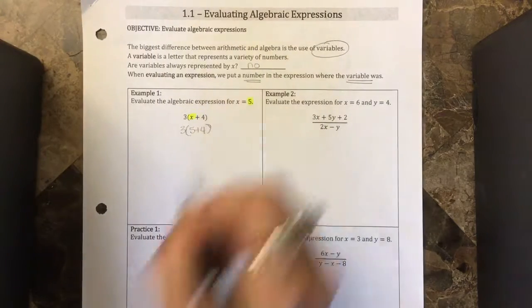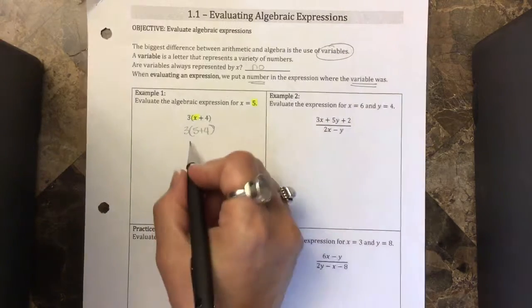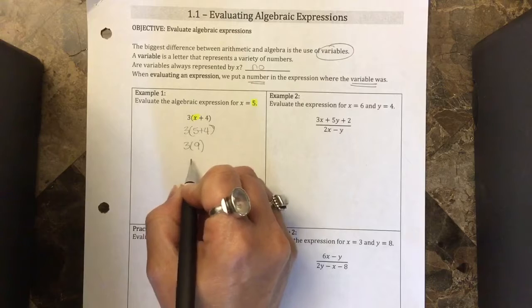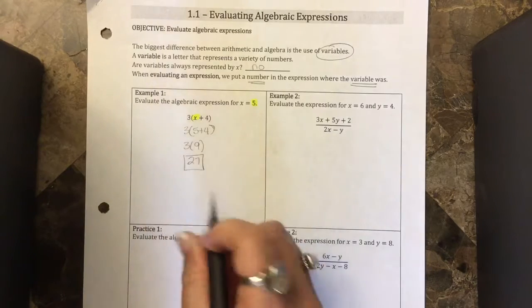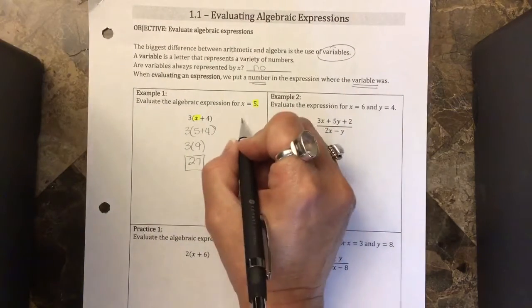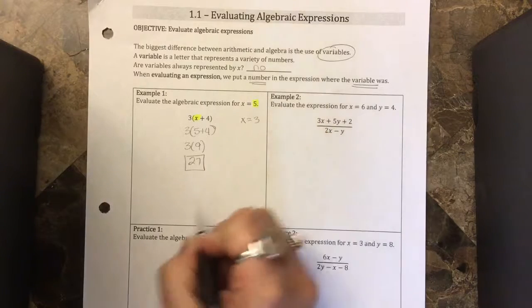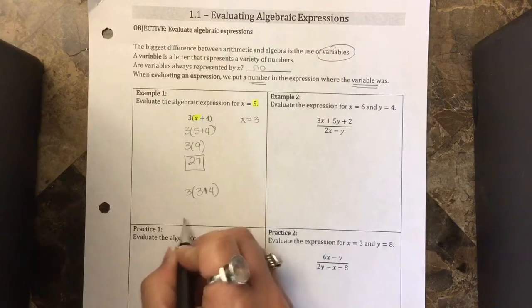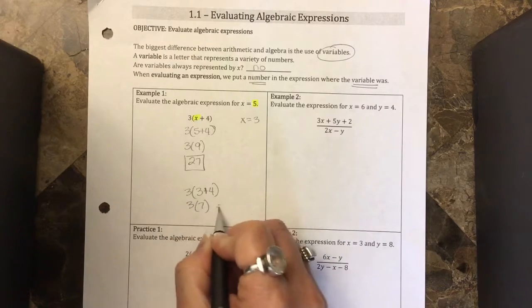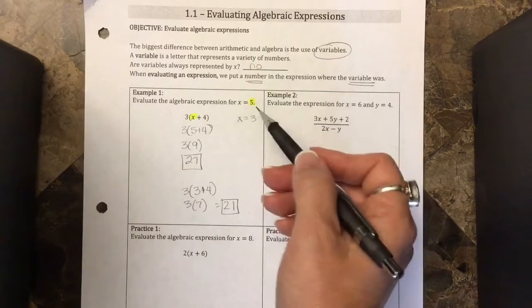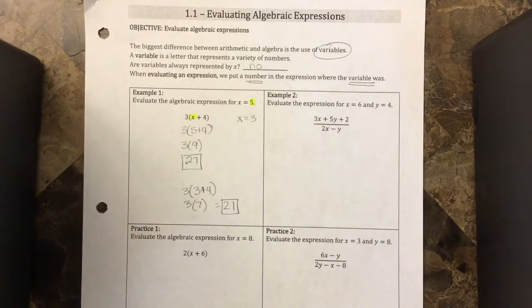All right. Now, we're going to go ahead and add 5 and 4 to make 9. And 3 times 9 is 27. So when you evaluate this expression for x equal to 5, you'll get 27. Now, if I were to tell you, hey, I want you to evaluate this expression for x equal to 3, in that case, you would put 3 where there was an x. You would get a different answer.